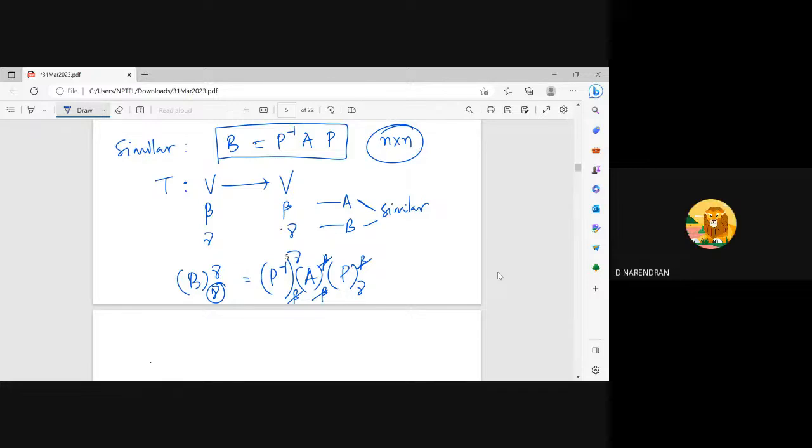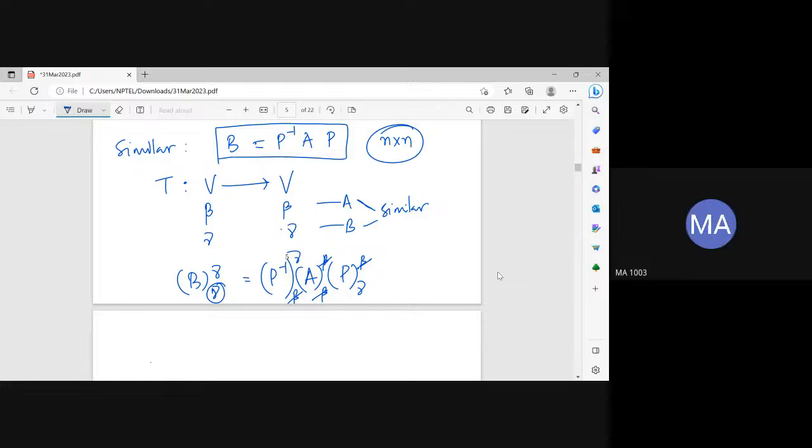Madam, in continuation, one more question. If V and W are subspaces of R3, then also you cannot get similar matrices if they are two different subspaces. No. Okay.